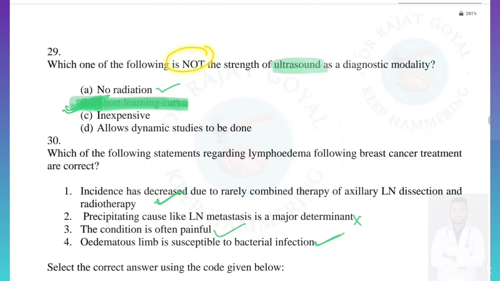Which of the following is not the strength of ultrasound as a diagnostic modality? So no radiation. This is the advantage of ultrasound. It is inexpensive. This is also an advantage. Allows dynamic studies to be done. This is also an advantage. But short learning curve is not an advantage. Instead, ultrasound is very difficult to interpret. So it has a long learning curve. It is very difficult to learn about the ultrasound. So this is not the advantage or strength of the ultrasound.